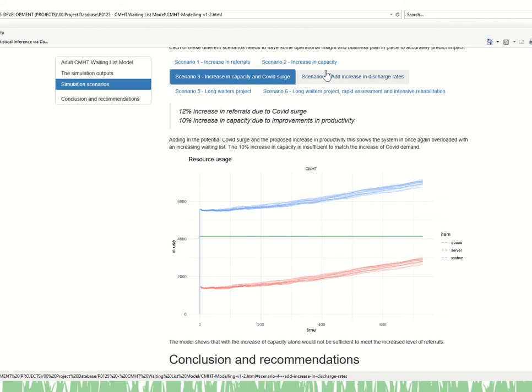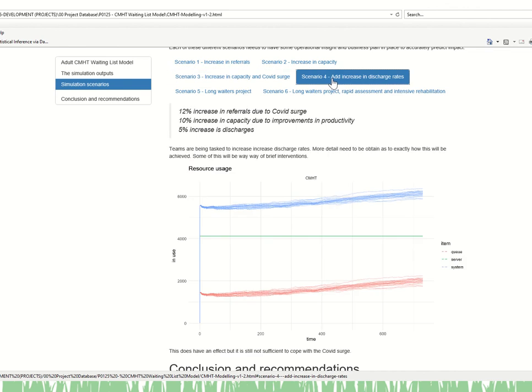A further scenario was to add an increase into the discharge rates, so whether there was additional step down available, or whether there could be further details around people who've been on the caseload for a long time and building some extra pathways for them. So we looked at that. In and of itself, it didn't make a huge difference to the model, mainly because, as I said earlier, we're looking at the model in quite a short length of time. We only went up 2 years in the model, trying to predict 2 years in the future. So this wouldn't have had such a major impact.